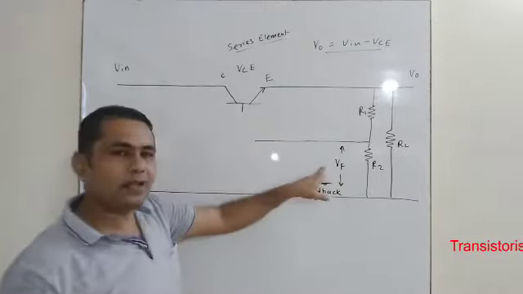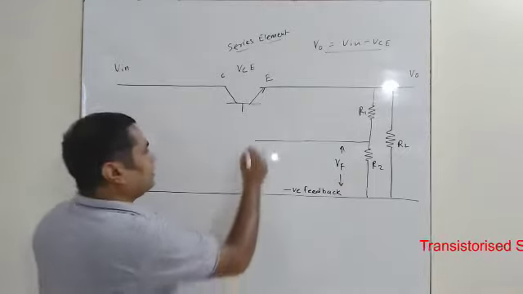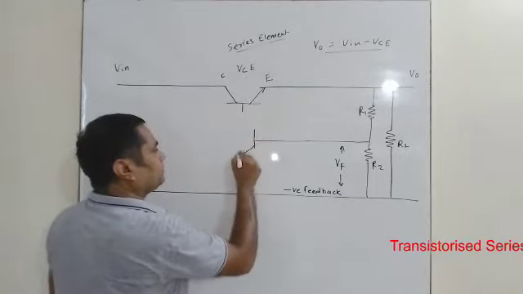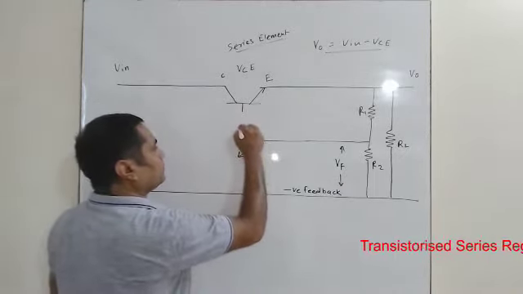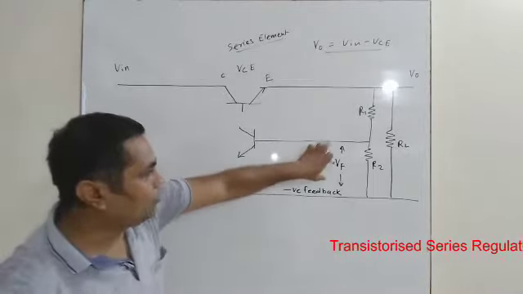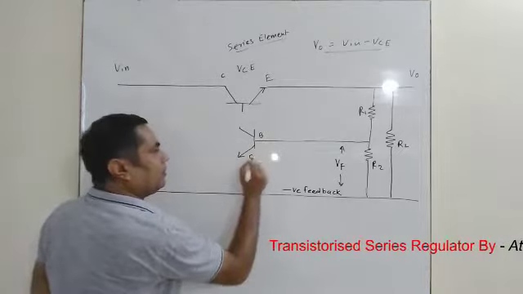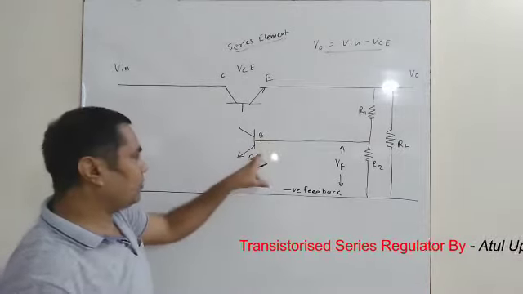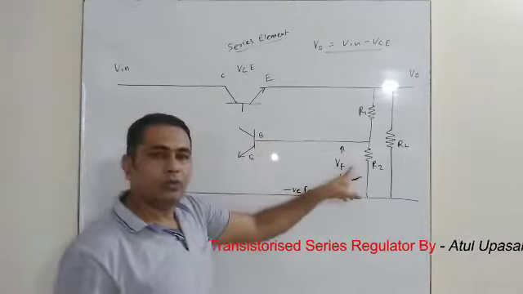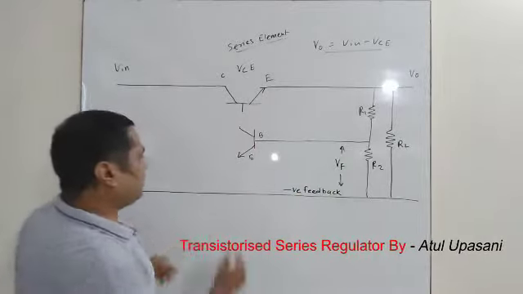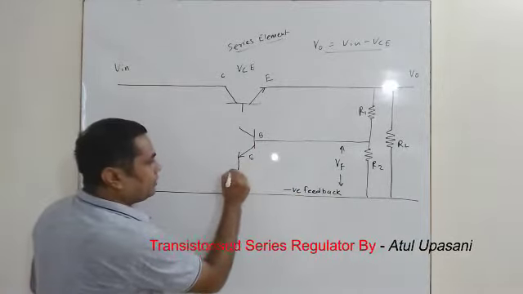Now this feedback voltage is given to a transistor. This voltage appears at the base of this transistor and the emitter. So the base to emitter voltage is connected to the feedback voltage. Here at the emitter, a Zener regulator is used.